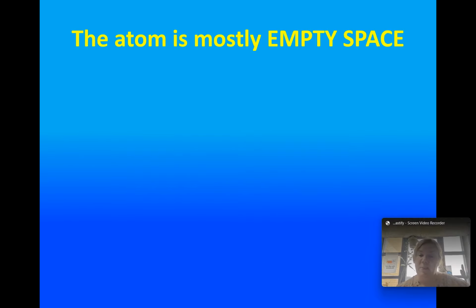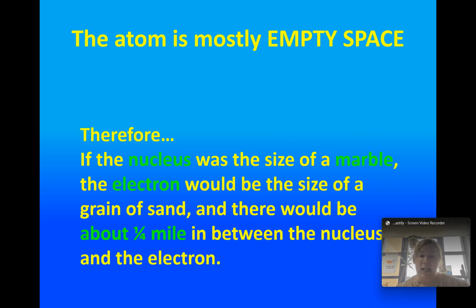The atom is mostly empty space. If you have a nucleus that's the size of a marble, and say the electron would be the size of a grain of sand, there would be about a quarter of a mile to scale in between the nucleus and the electron. So really, an atom is made mostly of empty space.